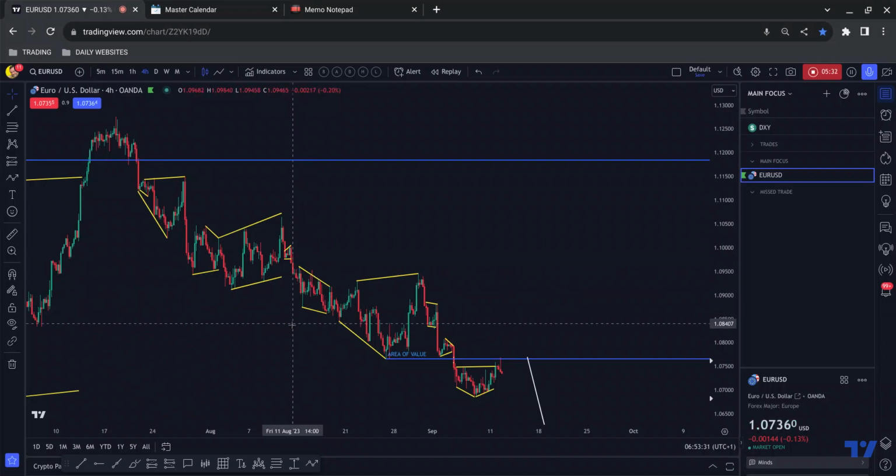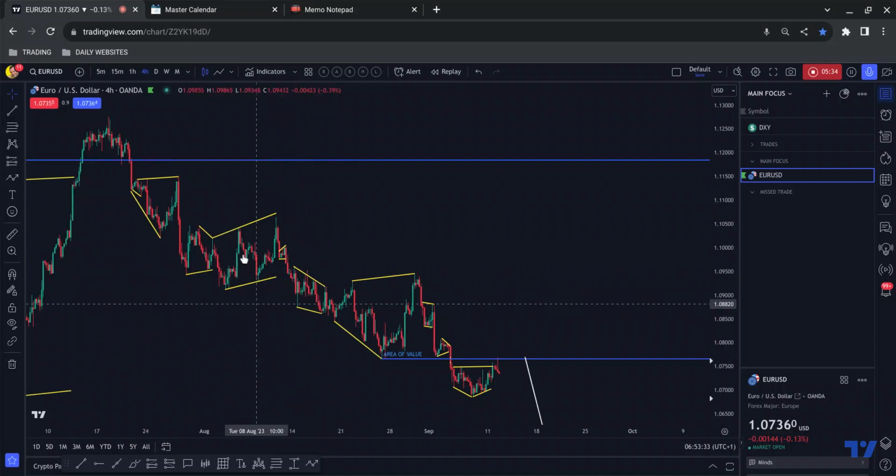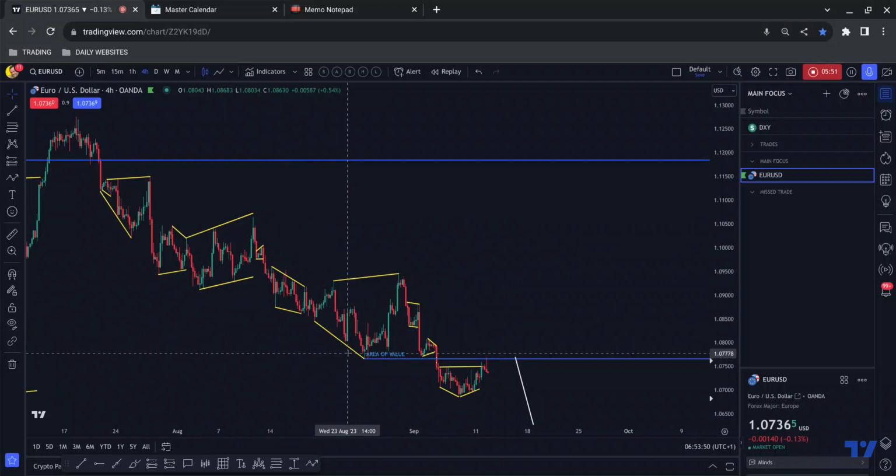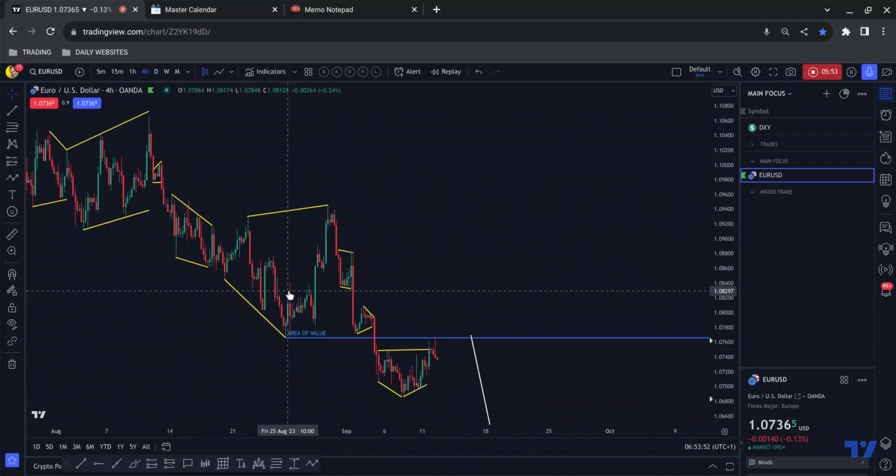The reason that we have these tighter corrections typically coming out of larger corrections is because the volume has already been built up in the larger correction, so price doesn't tend to need to correct for as long once it breaks out as it would if there wasn't a larger correction preceding it. This is just me pattern separating, trying to make sense of where one structure ends and another one begins.